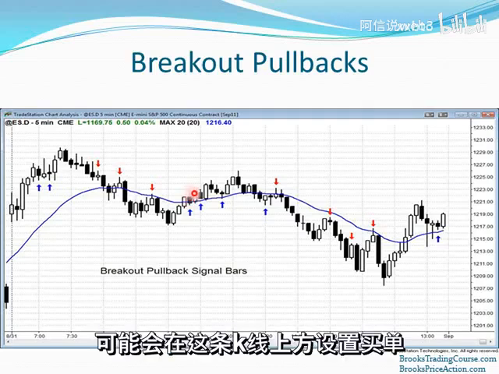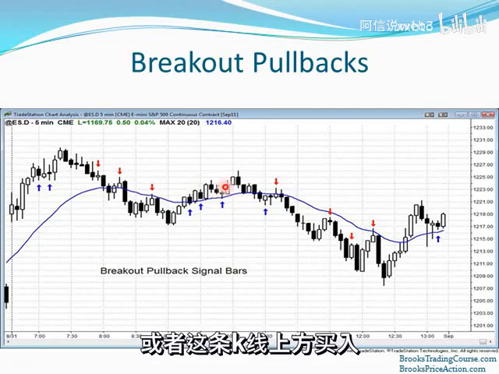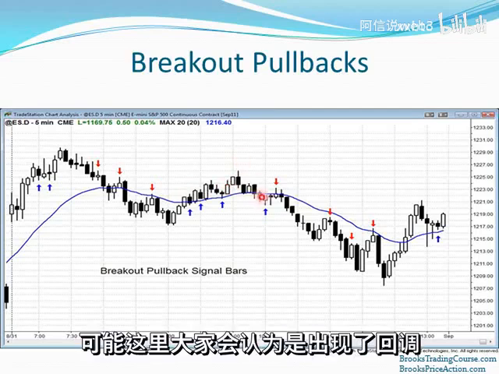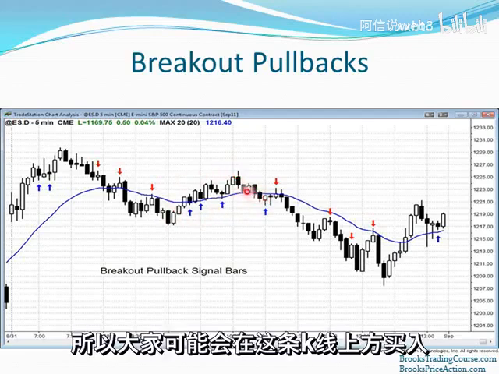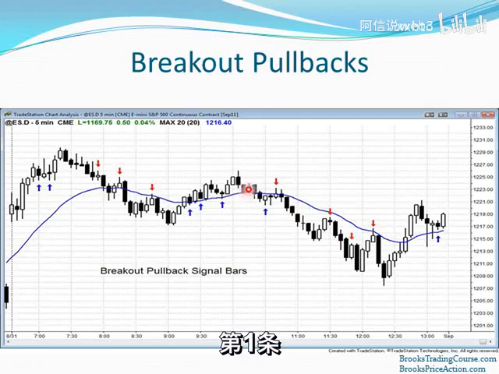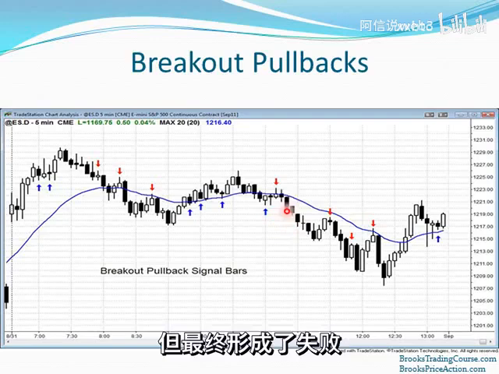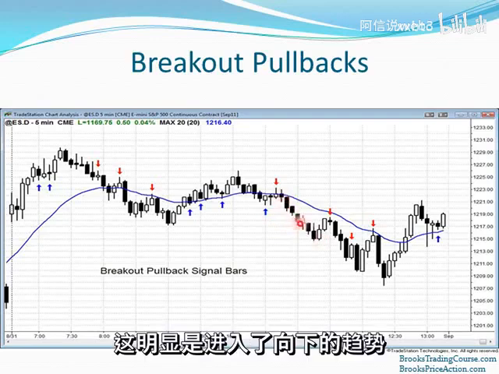They'll try to buy above the high of the bar, buy above the high of the bar, buy above the high of the bar. Here, maybe we're pulling back from this attempt to rally. They might buy above the high of this bar as well. 2 legs down, 1, and then a bull bar, and then 2. But it failed. Here, clearly a bear trend.